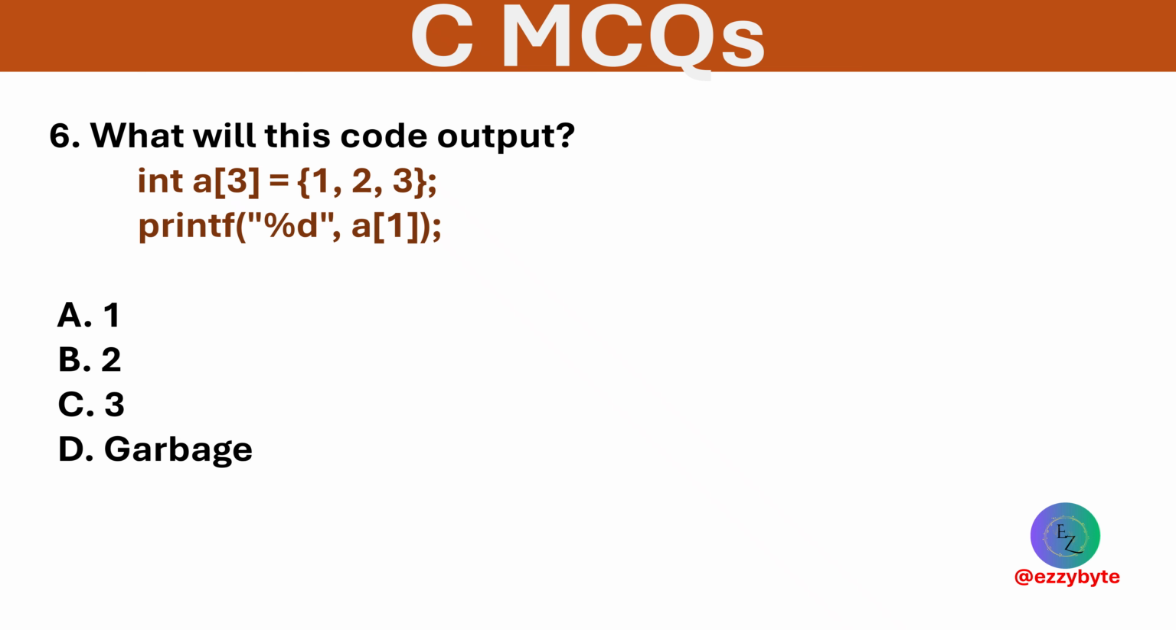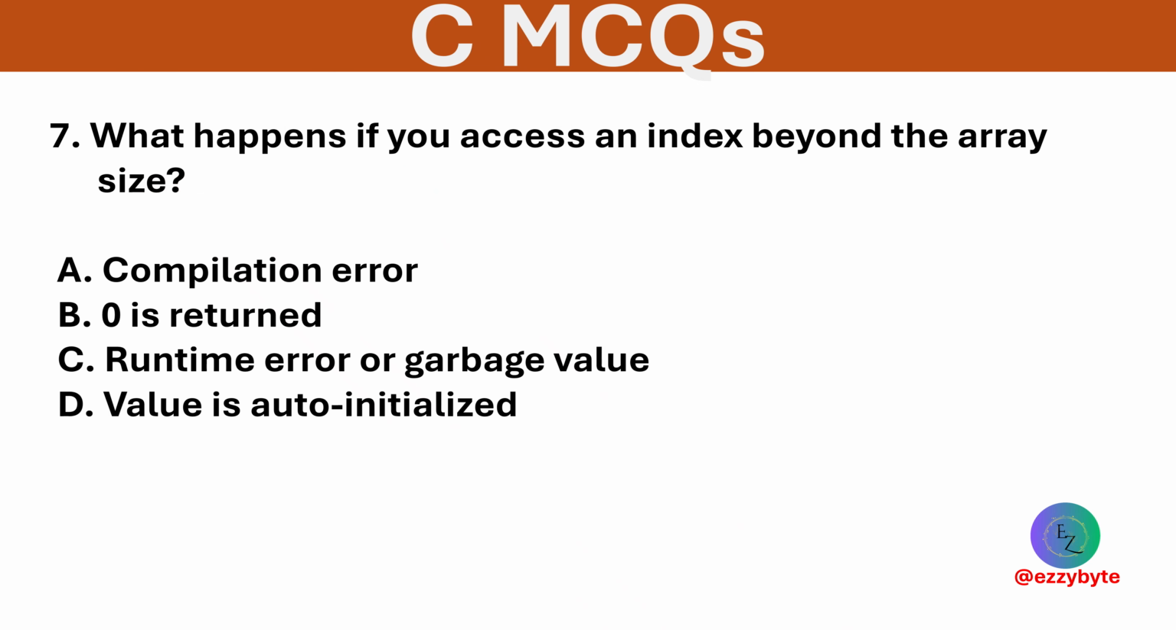What is the output of the code? Options are 1, 2, 3, and garbage. Option B is correct. A[1] refers to the second element, which is 2. What happens if you access an index beyond the array size? Options are compilation error, 0 is returned, runtime error or garbage value, and value is auto-initialized. Option C is correct. Accessing out-of-bound indices leads to undefined behavior.